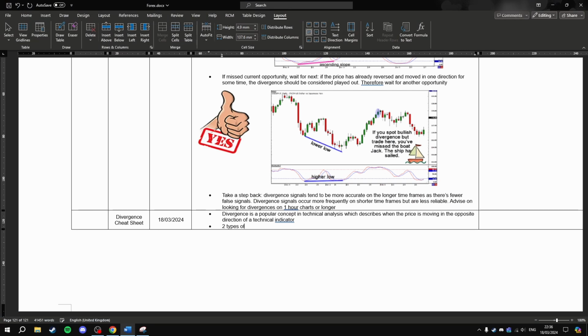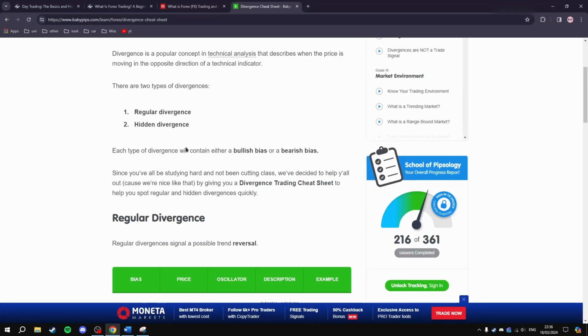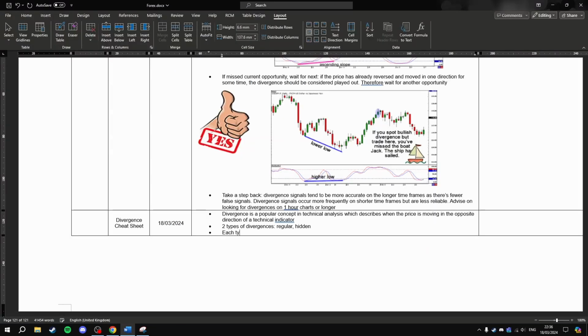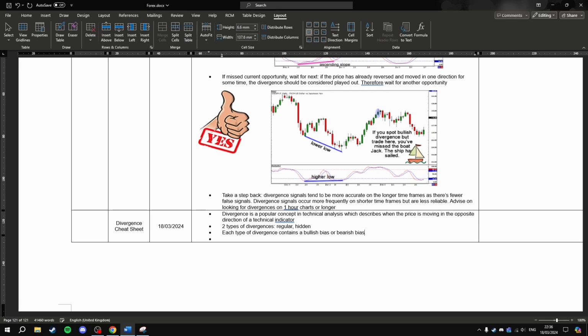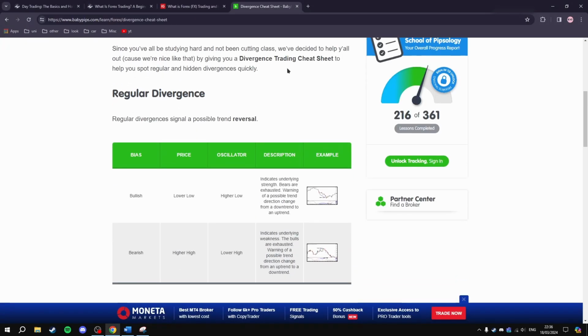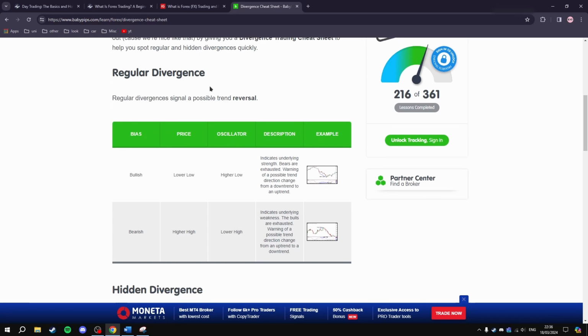There are two types of divergences, the regular and the hidden. Each type of divergence contains either a bullish bias or a bearish bias. Since you've all been studying hard and not been cutting class, we've decided to help y'all out, because we're nice like that, by giving you a divergence trading cheat sheet to help you spot regular and hidden divergences quickly.